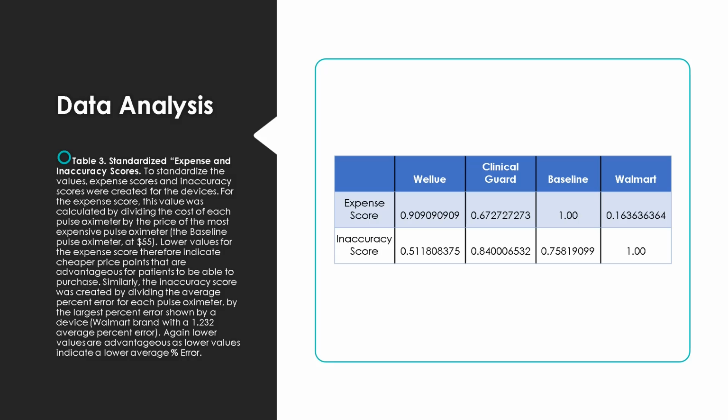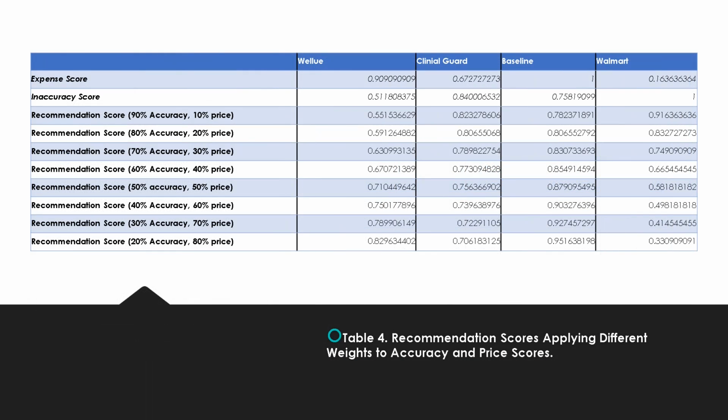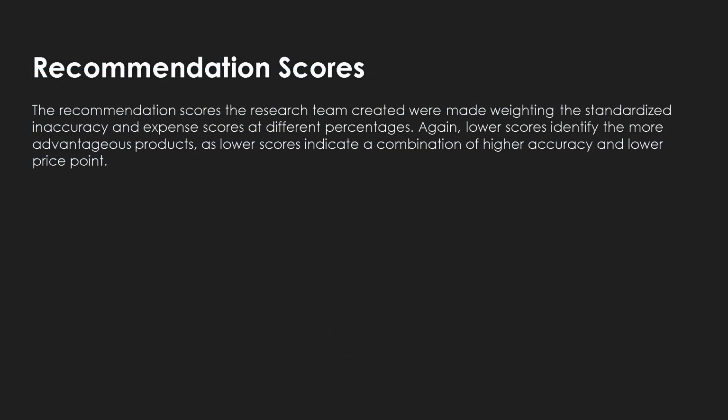Both the price of the model and the inaccuracy reported by the percent error were standardized so that they could be used to compare the samples among different pulse oxes and with different factors. This table factors in expense score and inaccuracy scores at different weights to give different recommendation scores. The lower the recommendation score, as with the expense and inaccuracy score, it shows a more advantageous device at that option. The recommendation was just the sum of the inaccuracy score and the expense score weighted at different percentages.